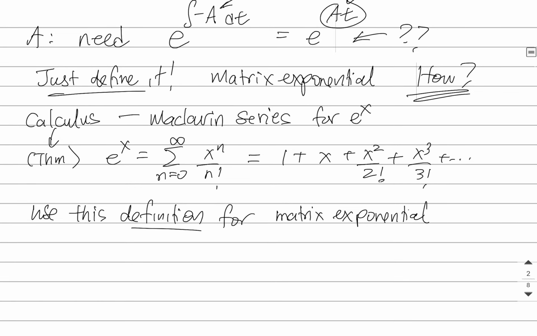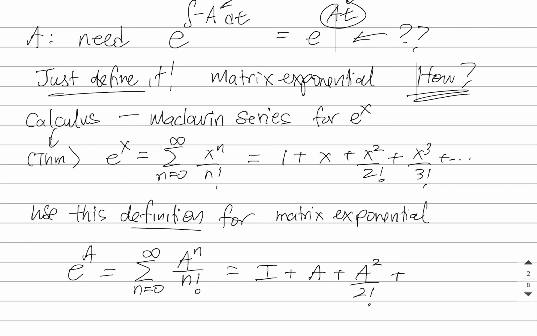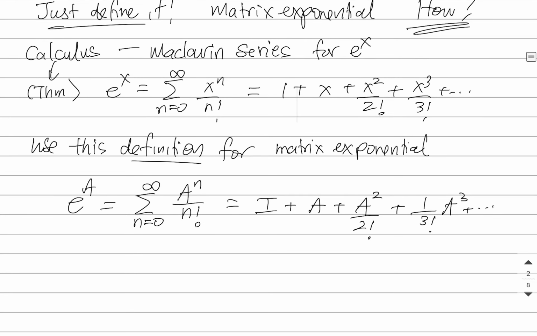Now, this is a general result. Whenever you want to put something strange into an exponential, you use this Maclaurin series definition to allow you to do it. So we are going to define the matrix exponential as this power series. And in terms of the expanded version, it would be the identity matrix plus A plus A squared over 2 factorial, plus 1 over 3 factorial A cubed, and so on and so forth. Now, what's important here is that A has to be a square matrix in order for you to define all of these powers.